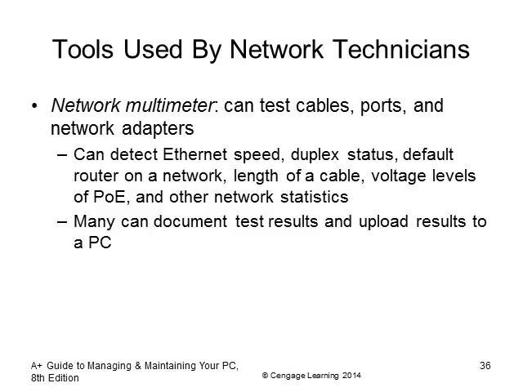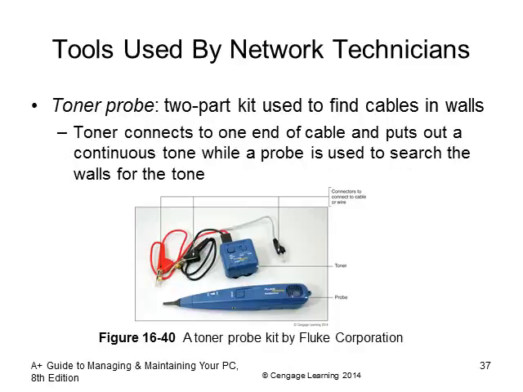Network multimeter, with that you can test cables, ports, and network adapters. You can detect the Ethernet speed, duplex status, default router on a network, length of a cable, voltage levels of PoE, and other network statistics. Many can document test results and upload results to a PC. So your network multimeters really are like the head diva of all of your networking troubleshooting tools.